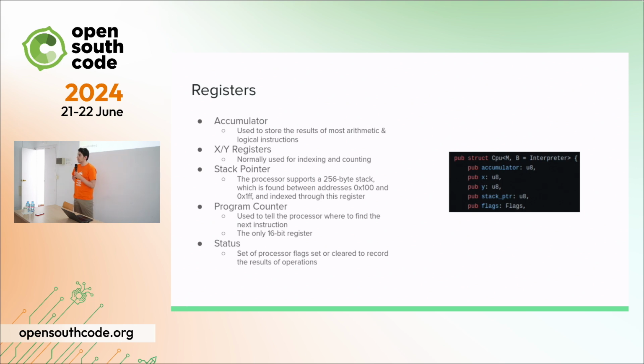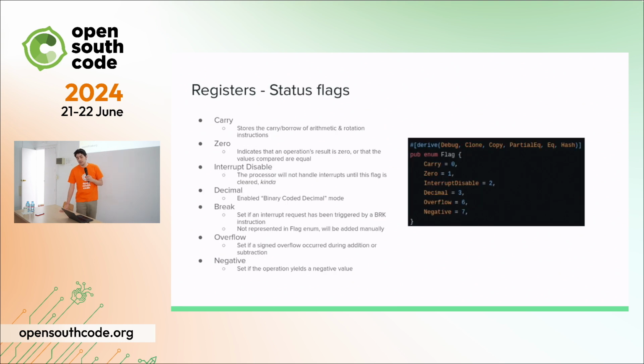We also have the status register, which is the one that stores the status flags of the processor. And the status flags are basically just the carry flag, which is set whenever an arithmetic operation has a carry or a borrow. We have the 0 flag, which is set whenever an operation returns a value 0, or if we do a comparison and the two values are equal, the 0 flag will be set. We have the interrupt disable, which disables some of the interrupts of the 6502. There are some interrupts that you cannot disable.